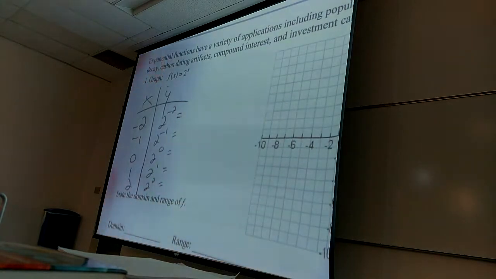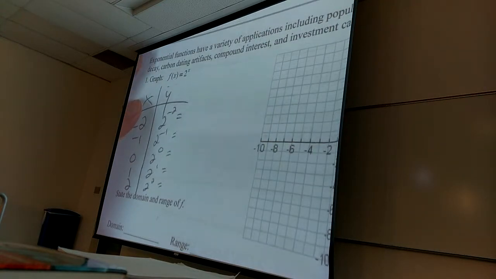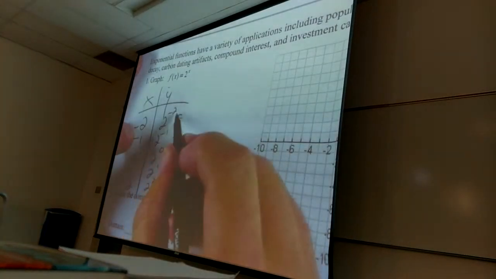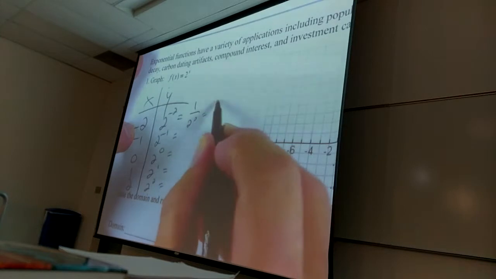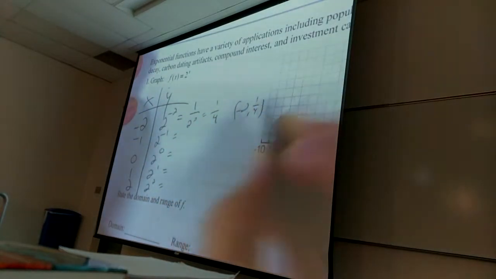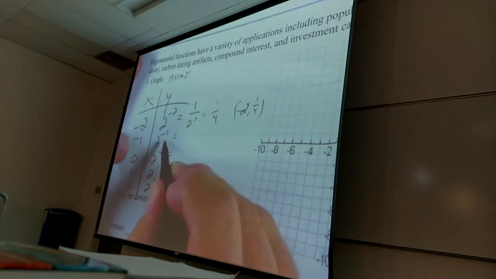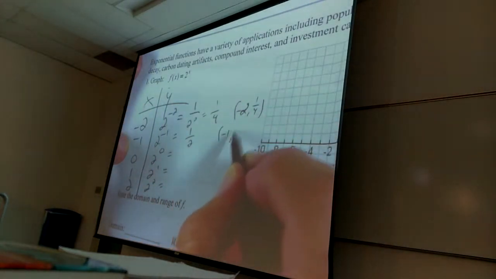Yeah, what's a negative power mean? Sure, fraction or flip. That's all negative power means, is flip. So 2 to the negative 2 would be 1 over 2 squared, which is 1/4. So I got the point, negative 2, 1/4. What about negative 1? 2 to the negative 1 is 1 over 2. So I got the point, negative 1, 1/2.